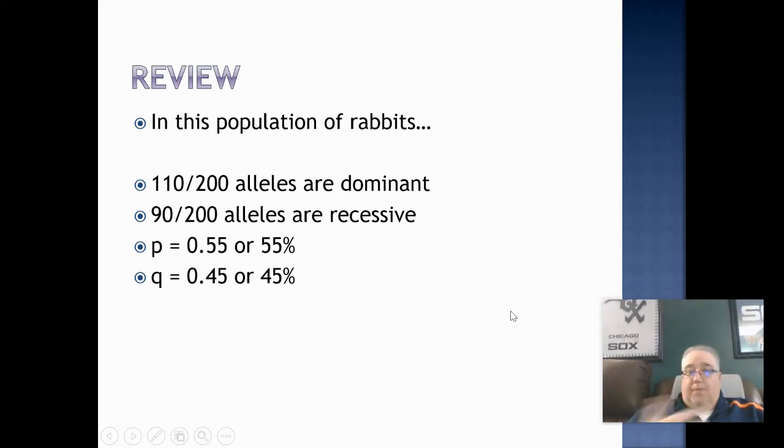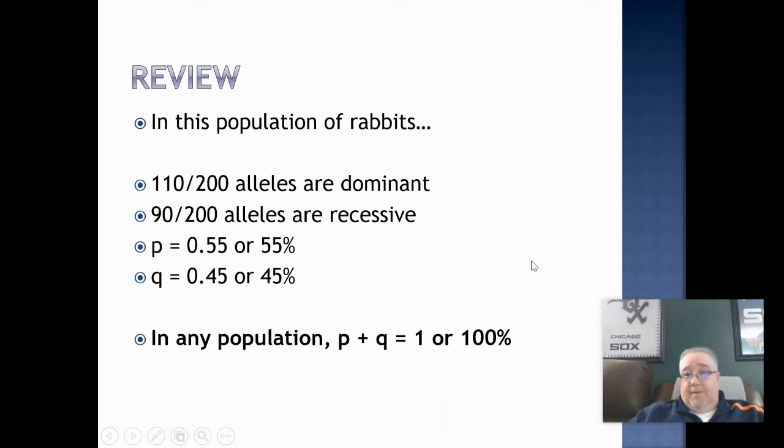So again, what that means is that if you took all the genes for this trait, brown fur versus white fur, and you threw them into a bag and mixed them all together and reached in and pulled one out randomly, there's a 55% chance that you pull out a dominant allele. There's a 45% chance you would pull out a recessive allele. So that's what those frequencies are telling us, how common those alleles are within the population.